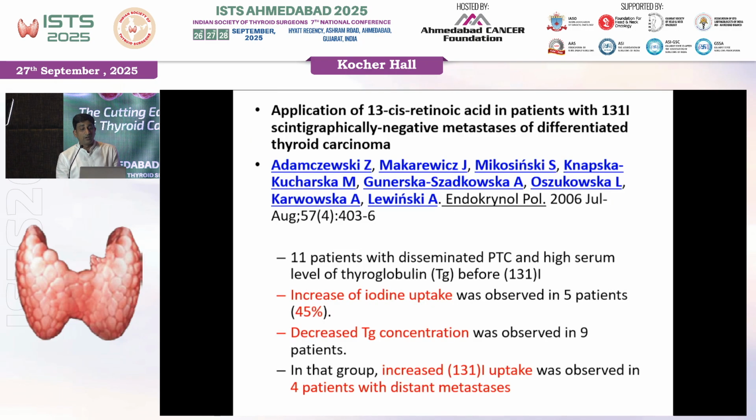This is the paper published by Adam Zwerke et al., the application of retinoic acid in 131 iodine scintigraphy negative patients with metastasis of differentiated thyroid cancer. They included 11 patients with disseminated papillary thyroid cancer and a higher serum TG level. After the retinoic acid treatment, an increase of iodine uptake was observed in 5 patients and decreased thyroglobulin concentration was observed in 9 patients. In that group, iodine uptake was observed in the 4 patients with distant metastasis.